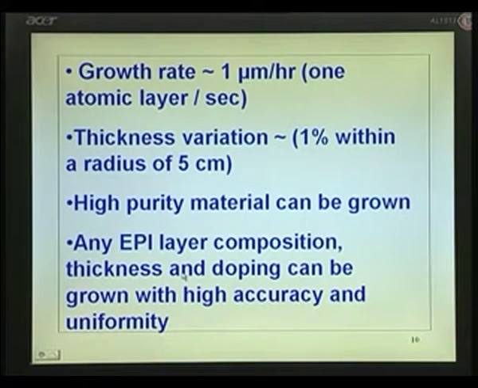Growth rate in these systems is about 1 micron per hour. You can see that is very slow. You can control one atomic layer in 1 second, layer by layer. In fact, because of that, you can get very high quality layers with MBE, molecular beam epitaxy. So, you can control the thickness within 1% over a 10 centimeter diameter, or 5 centimeter radius, for the entire wafer.